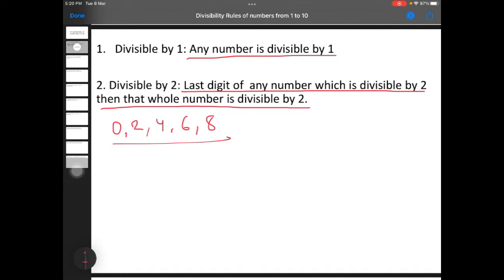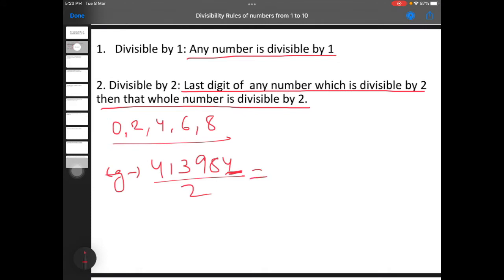So for example, let's take the number 413984. Suppose we divide this number by 2. We can see here the last digit is 4. So 4 is divisible by 2. So according to this rule, this whole number can be divided by 2.